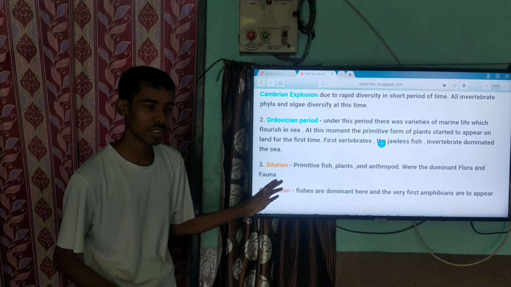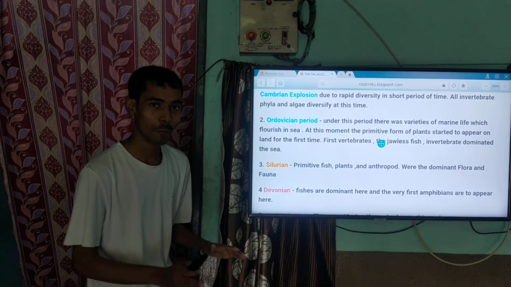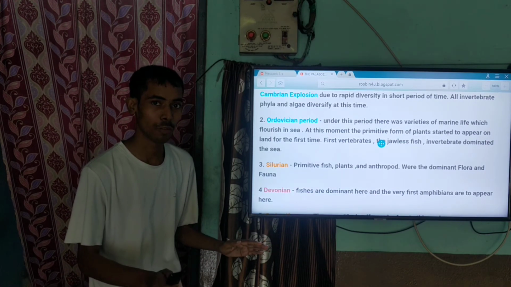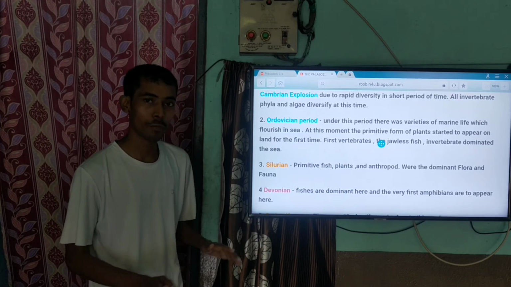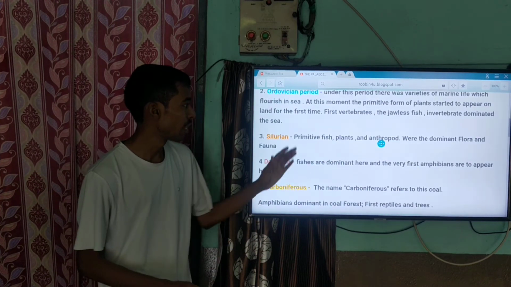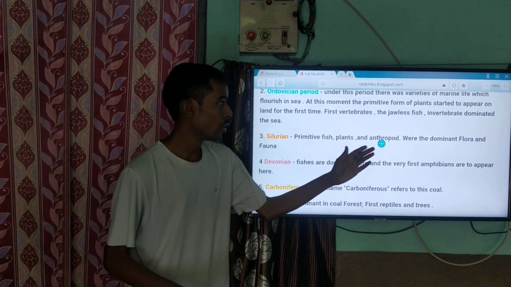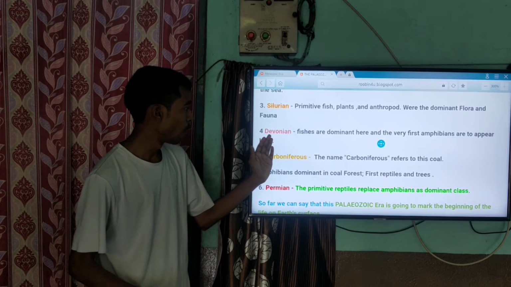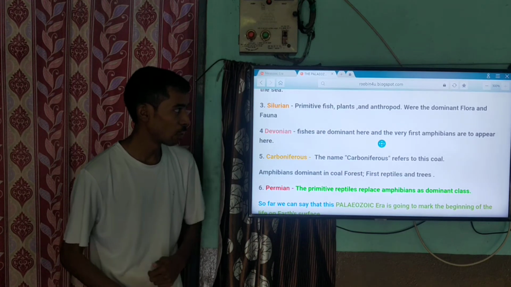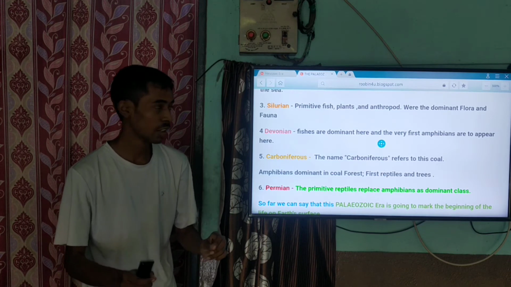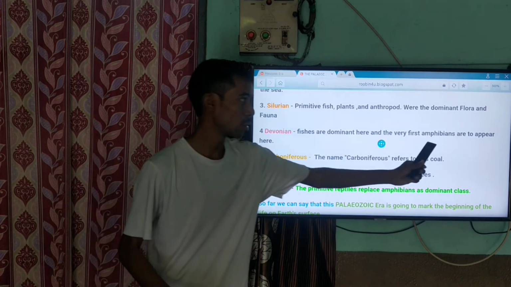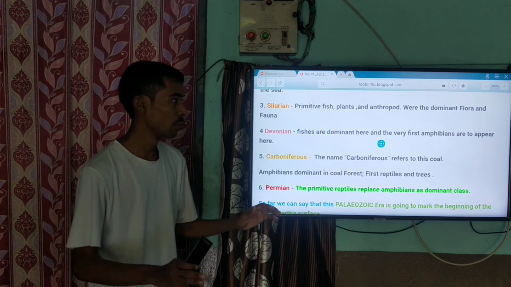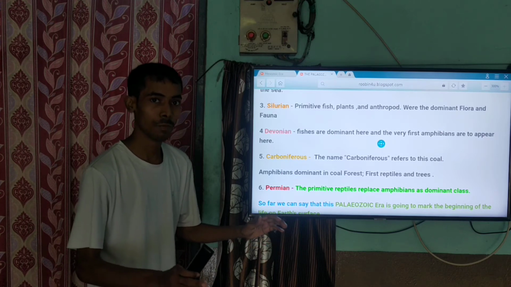Here I have only mentioned the main flora and fauna. I have not given that much detail because it's not of use. We are completing geography of India by major usage, so apart from that, I have given this data. So primitive fish you will find, and plants, they were dominating under this period. Then you are going to see here under this period, they may ask you when the very first amphibian appeared, under which period?